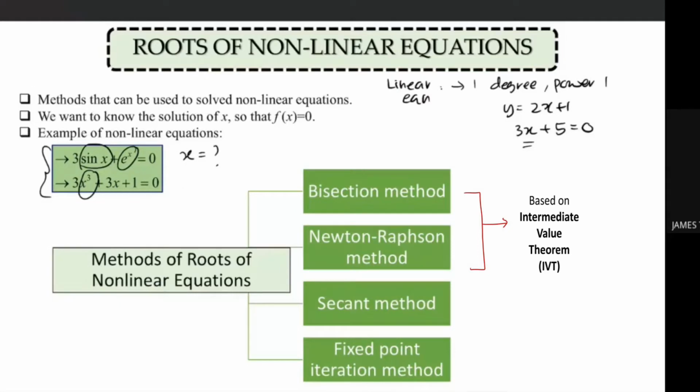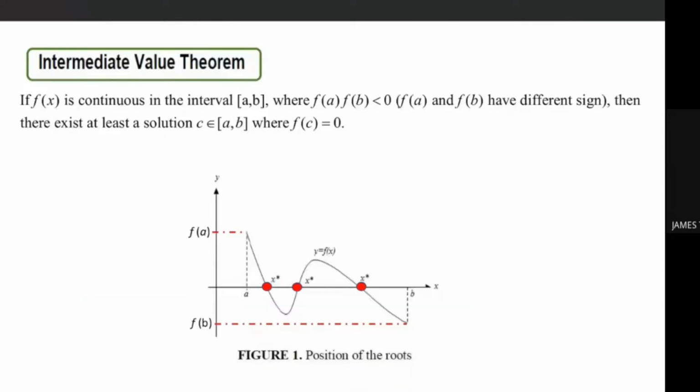We have 4 methods to find the solution of x, which are bisection method, Newton Raphson method, secant method, and fixed point iteration method. The bisection method and Newton Raphson method are based on this theorem, the intermediate value theorem. What is the intermediate value theorem? Using this theorem, we want to find where our solution is. We want to find an interval that contains the solution.